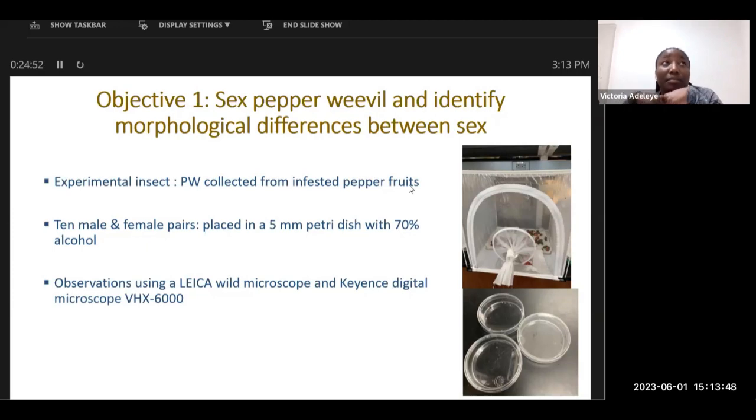Based on some previously known characters, some efforts were also made to recognize new and discernible differences in the structures of the male and female. After observing some of these differences, those differences were used as references for live insects. So we used the Leica wild microscope and the Keyence digital microscope to observe these differences in the lab.